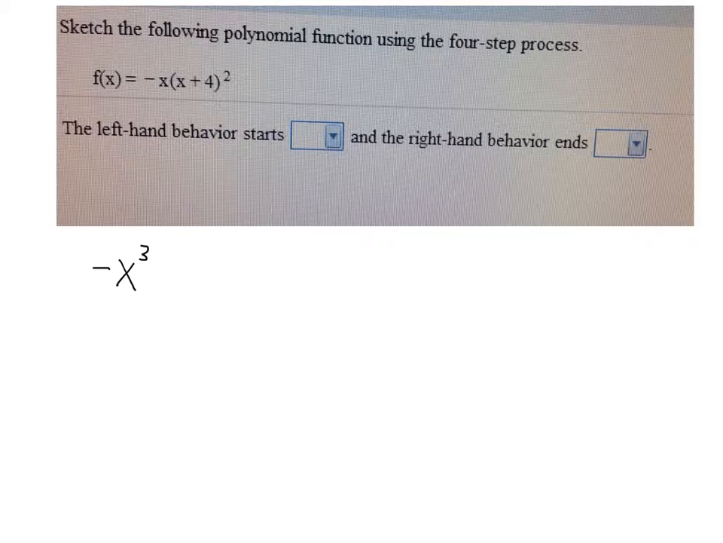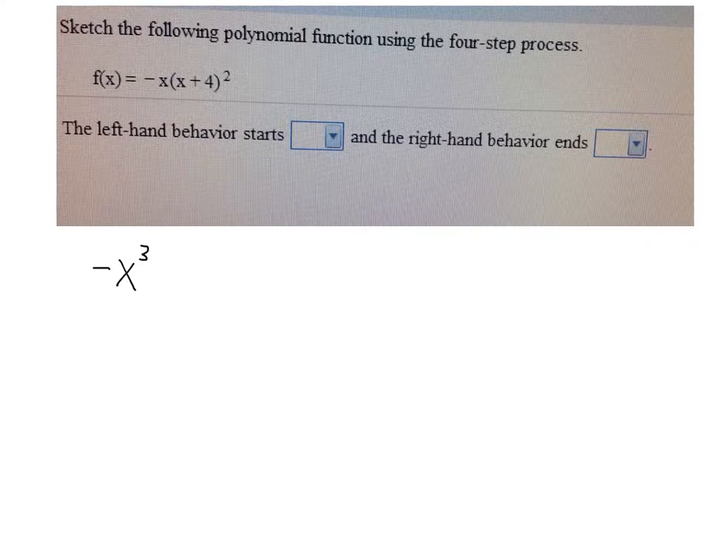So that's going to tell us what our ends are going to do. If we have an odd exponent, the ends are going to do different things. One will be up, one will be down. If it is an even exponent, then the ends do the exact same thing. They either both go up or they both go down. So this one's odd, so the ends are going to do something different.